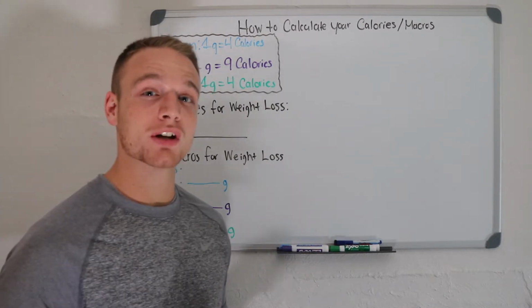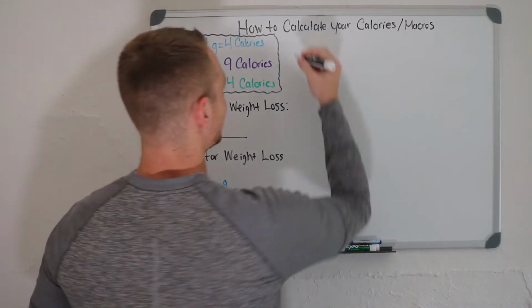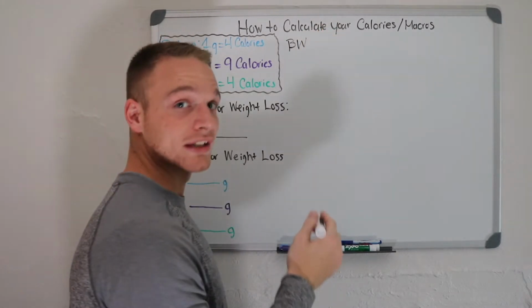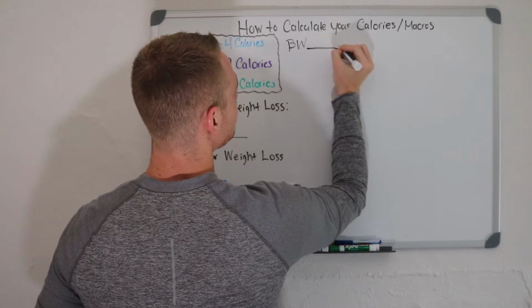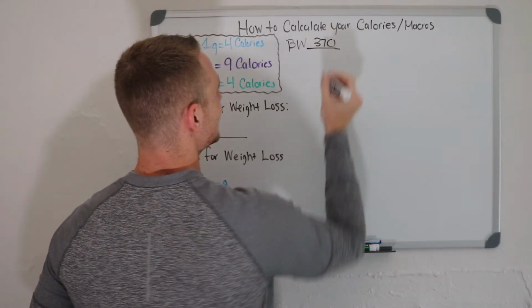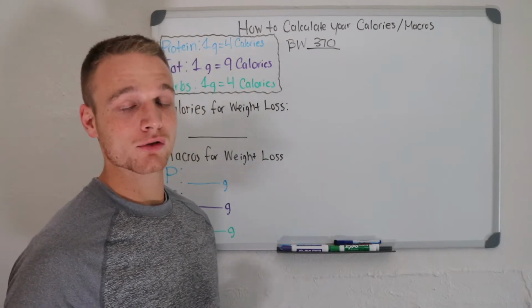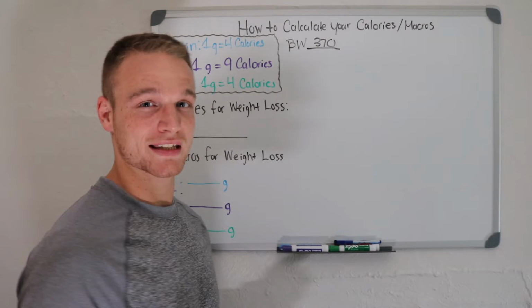Okay, so the first thing you want to do in calculating your own macros or calories is get your body weight. So for Kyle, his beginning weight is 370. Easy as that. All right, now you want to determine your activity level. So for activity level, I want to go on a scale from 13 to 17.